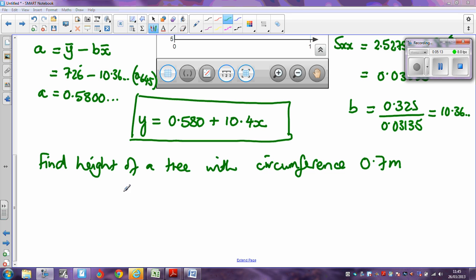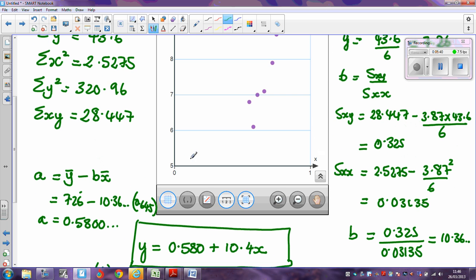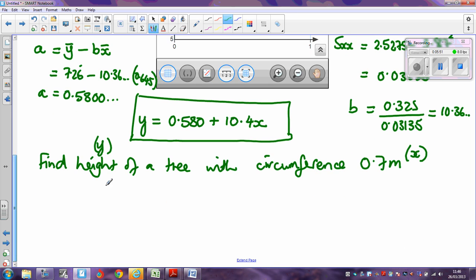Okay, so let's say we're then asked a question, and the question says, find the height of a tree with a circumference of 0.7. Now, 0.7 is an x value, the height of the tree is a y value, we're finding y from x, so we should be using the regression line of y on x, which we are. So how could we find the height of a tree with circumference 0.7? We don't actually need to draw the regression line here. We could find the point corresponding to the mean of x and y, and stick in an x value of 1 to find the y value and draw our regression line. But the easiest way to find values is actually just using the equation.